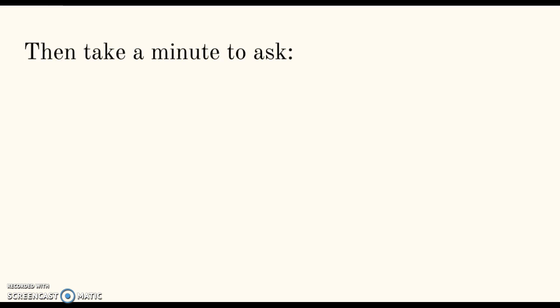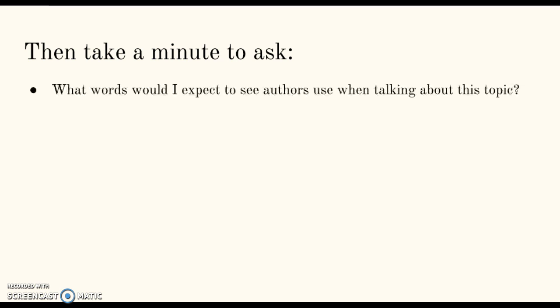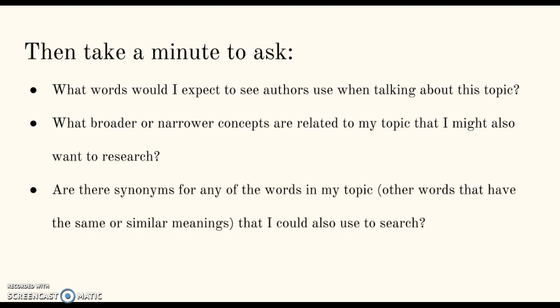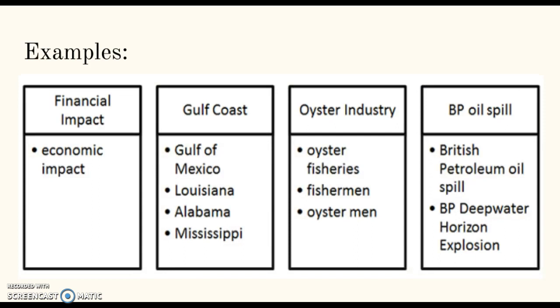Once you have your topic, take a minute to think about the words that you would expect to see authors use when writing about this topic. Also think of concepts related to this topic that could be used as keywords. Are there multiple ways to describe things related to your question? It's not cheating to use a thesaurus or Wikipedia to look for keyword ideas. You can list potential keywords in categories like this.